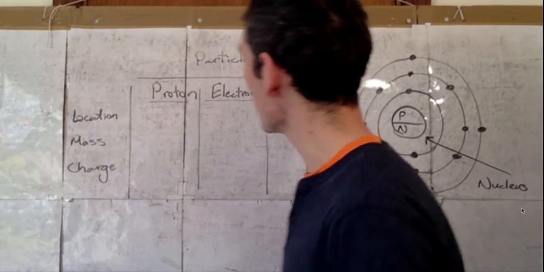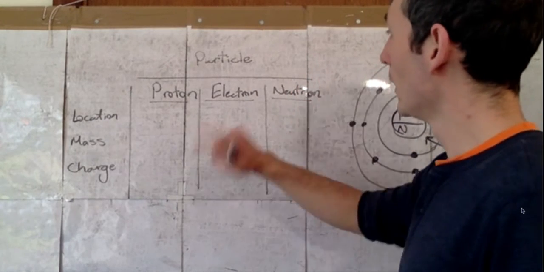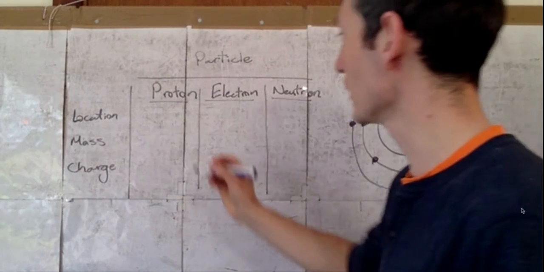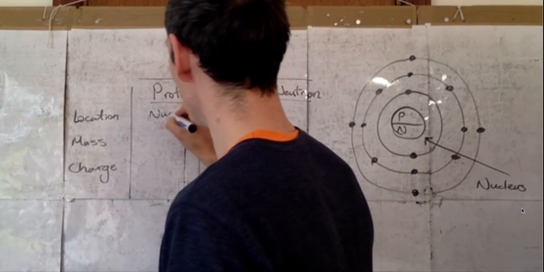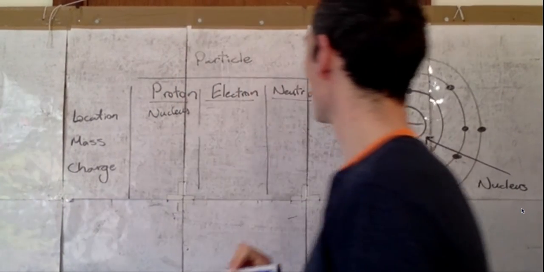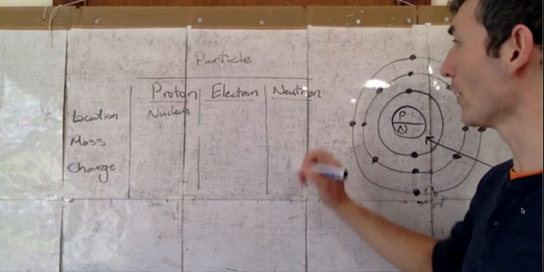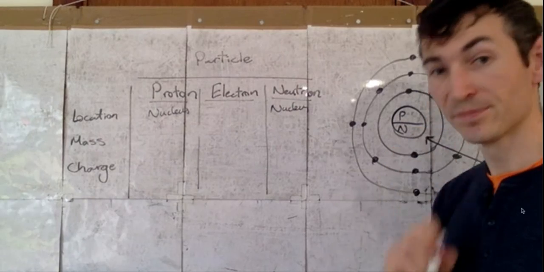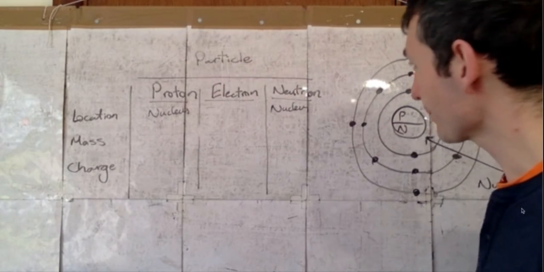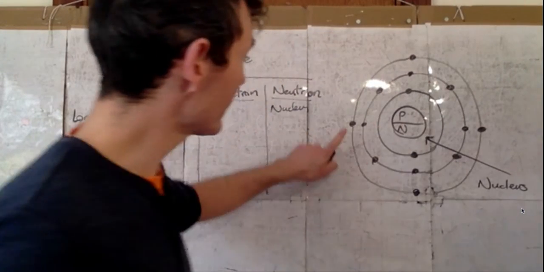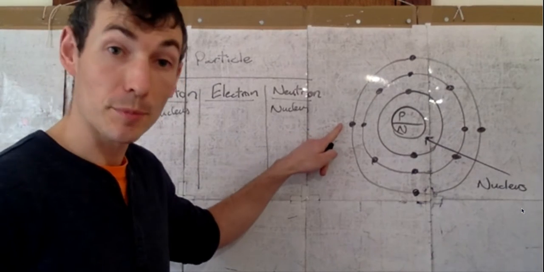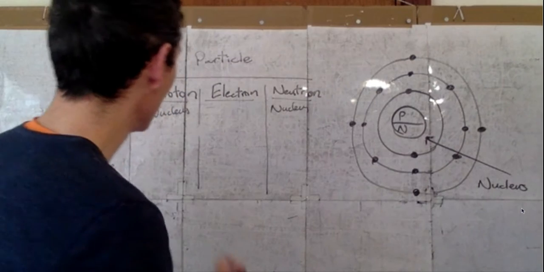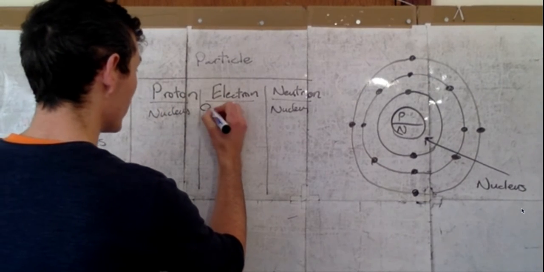And we can fill this into our table now. So we've got our protons, electrons, and neutrons. So the location of the protons is in the nucleus. And the location of the neutron is also in the nucleus. So it's part of our table already done. Now we were talking earlier that these dots outside the nucleus represent electrons. And that's exactly the location of them. So the electron, we can say, is outside the nucleus.